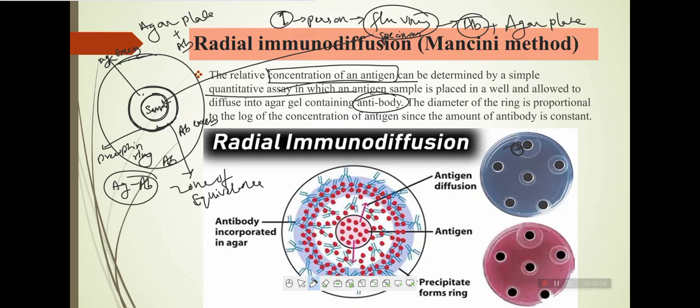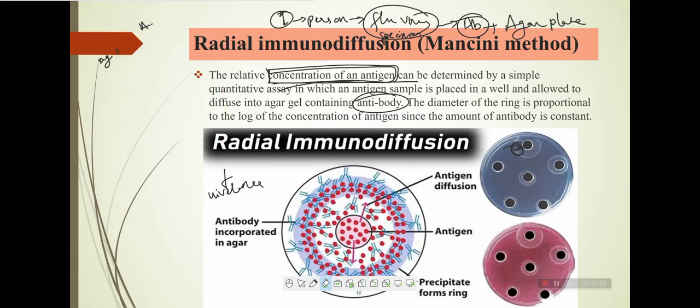After determining the area of the zone of equivalence, we know the concentration of the antigen and can determine it. How much that person is infected, how much antibiotic they need, or how their treatment will take place. So this is radial immunodiffusion. This technique is radial immunodiffusion.